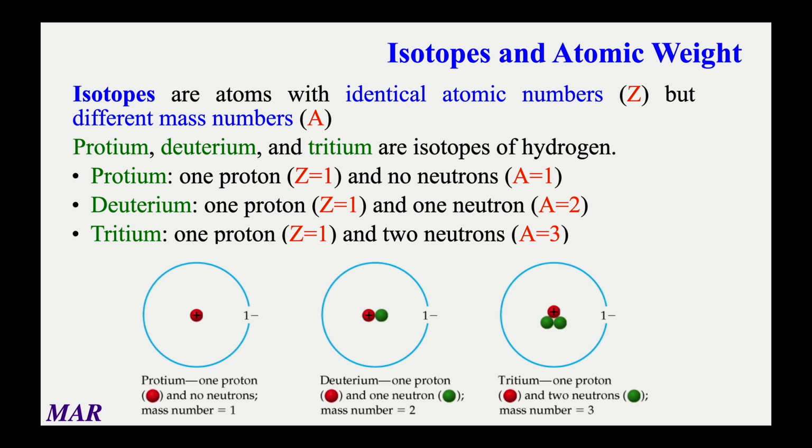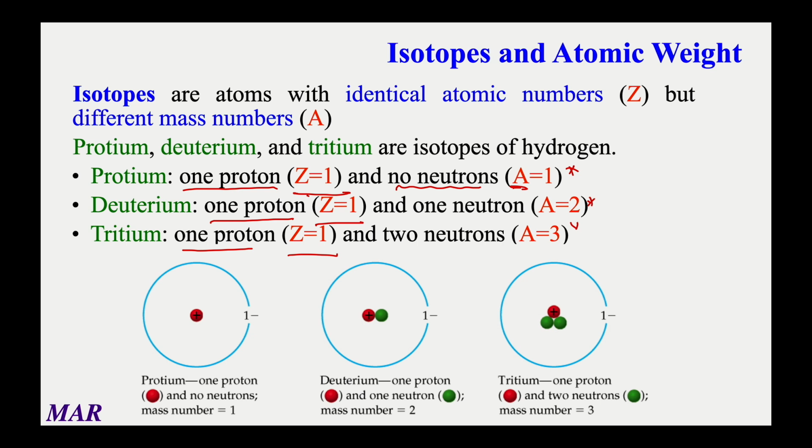Now, isotopes all have the same number of protons. So all of these are hydrogen, and they all have one proton. So you can see protium has a proton, deuterium has a proton, tritium has a proton. They're all hydrogen. That's what that means. But the neutrons is changing. So for protium, there are no neutrons. So A, which is the mass number, protons plus neutrons, 1 plus 0, mass number 1.